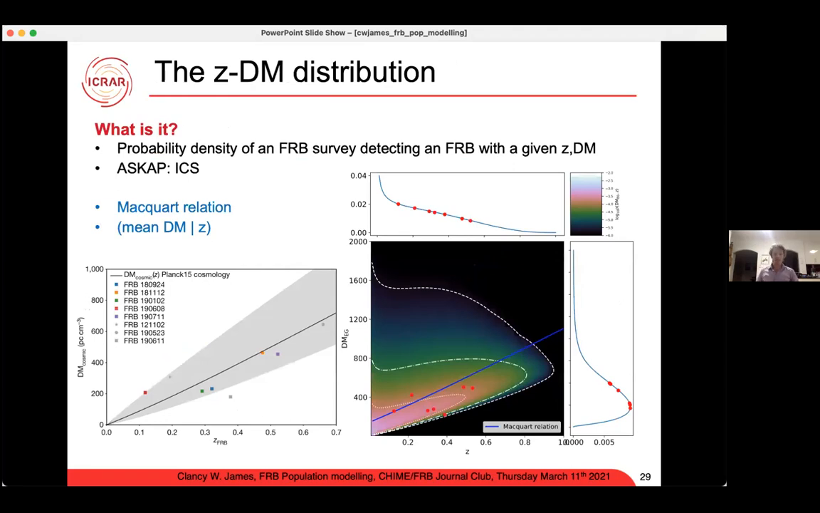This is what I consider one of the more pretty plots, and this is the way I think we should think about the FRB population, as a two-dimensional distribution in redshift and DM, right? So this is what would be probed. This is plotted for Parkes. Oh no, this is not. This is the ASKAP ICS sample, right?